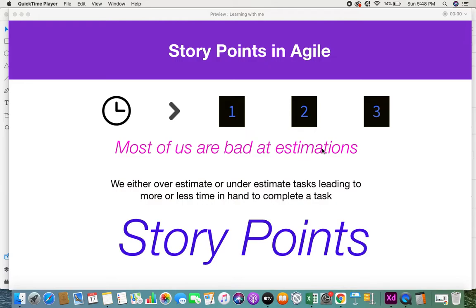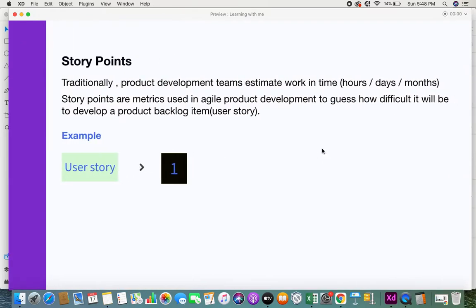Now let us see what story points are. Traditionally, as I said, product development teams estimate work in time, that is, based on the number of hours or days or even months it will take to complete a task or a particular project. Story points are metrics used in Agile product development to guess how difficult it will be to develop a product backlog item, which is a user story. So it estimates how difficult it is to develop a backlog item, and not how much time it will take to develop. You should understand the difference between them.